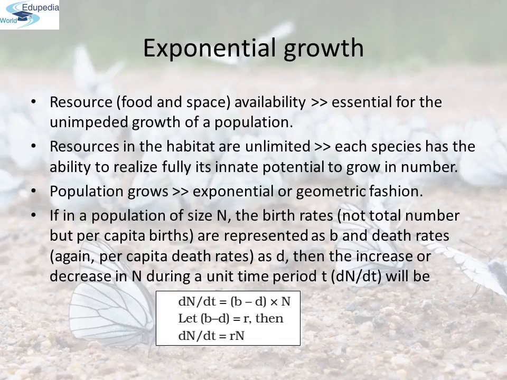If in a population of size N, the birth rate, not total number but per capita birth, is represented as small b, and death rate, again per capita death rate, as small d, then the increase or decrease in N during a unit time period t, that is dN/dt, is equal to (b minus d) times N. Let b minus d equal r, then dN/dt = rN.